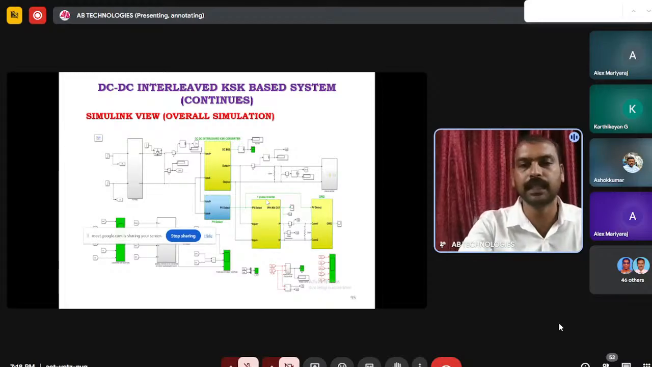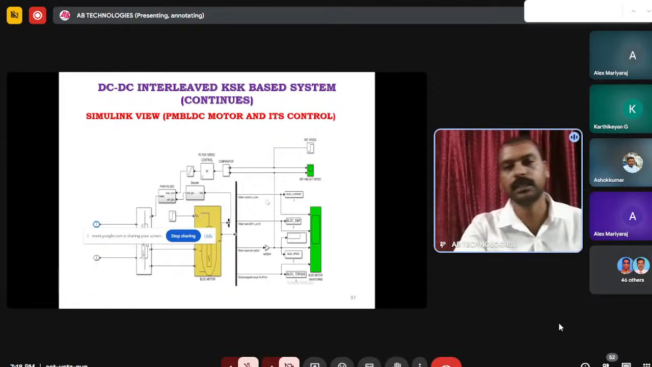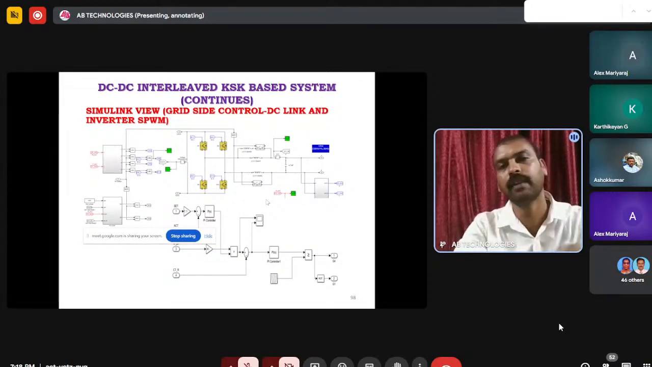The similar screenshot, the post converter design. This is the motor control. This is the inverter side control.